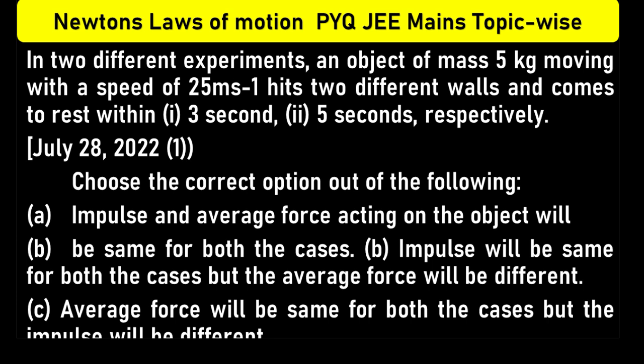In two different experiments, an object of mass 5 kilogram moving with a speed of 25 meter per second hits two different walls and comes to rest within, okay, so first is within 3 seconds, second is within 5 seconds. Choose the correct option of the following.